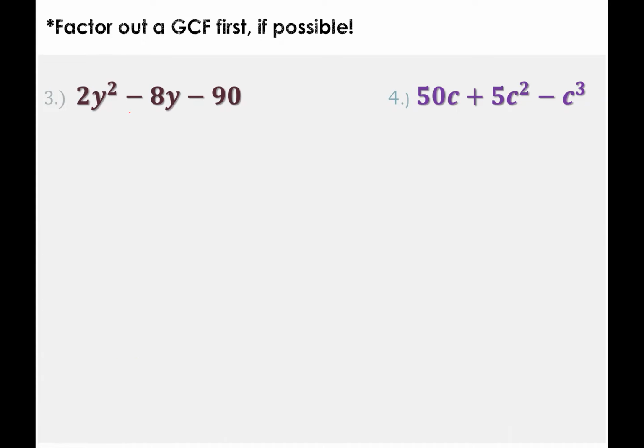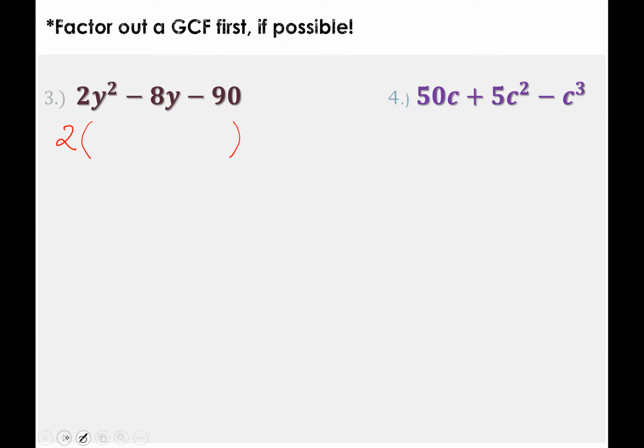Okay, so in this first example, 2y squared minus 8y minus 90. The smallest number that I see as a coefficient is 2, so let's see if that's the GCF, and it is. Okay, so each of these terms is a multiple of 2. In other words, 2 is a factor of each of these numbers, so I can factor out a 2. And it couldn't be anything bigger than 2 because 2 is the smallest coefficient anyway. All right, so I'm factoring out a 2.